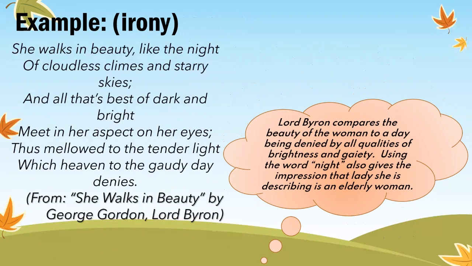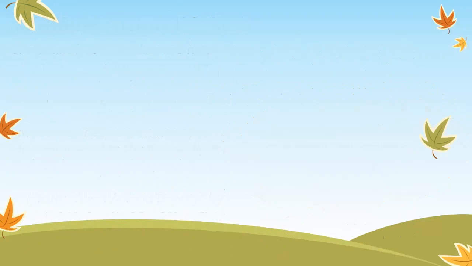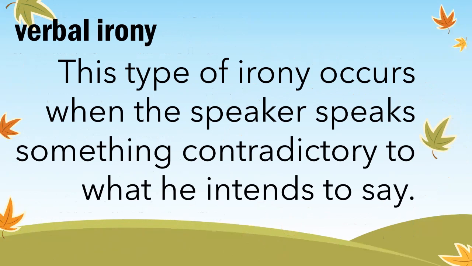So that's kind of verbal irony, the type of irony where the speaker says something contradictory to what he tends to say. So usually in dialogues, in short stories, maybe in books, the speaker says something that contradicts what he means to say.